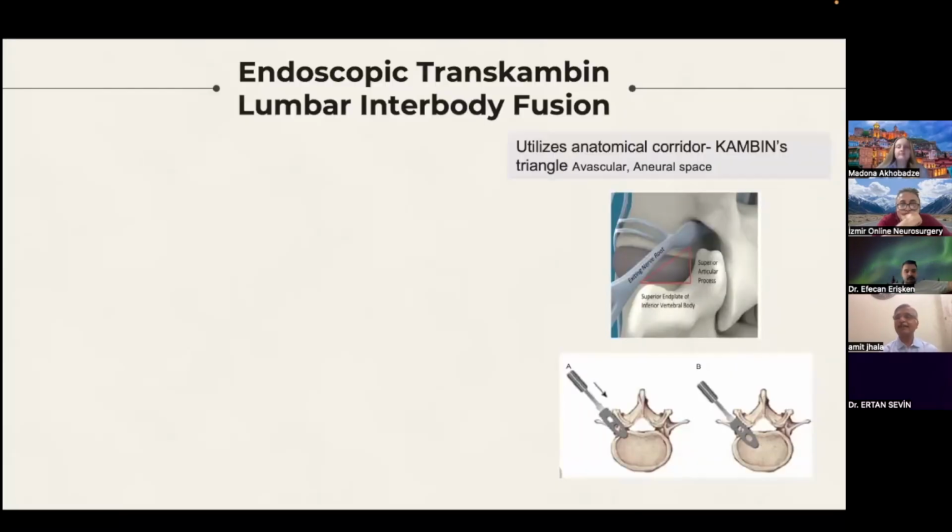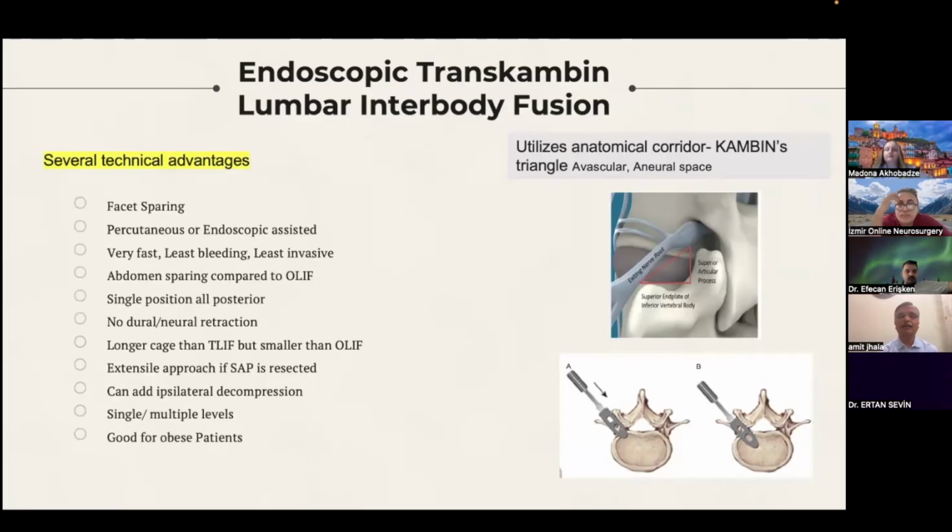The latest addition to the interbody fusions is the endoscopic transforaminal lumbar interbody fusion, where it is all a percutaneous procedure. It is much faster than OLIF. It is much faster than TLIF. It is much faster than any of the other interbody fusions. It is facet sparing. It is percutaneous and endoscopic.